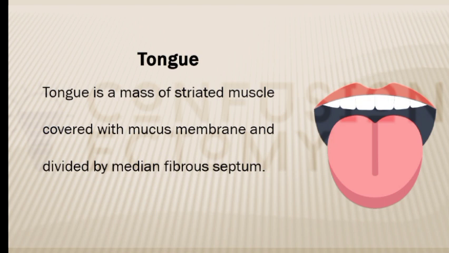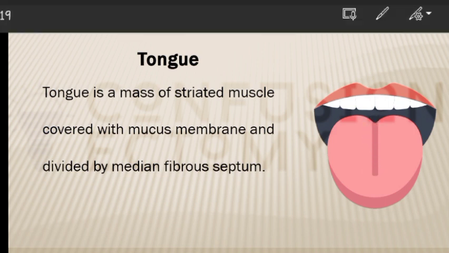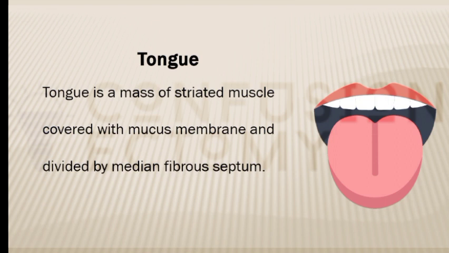So, the tongue is a mass of striated muscles. We can say that these are skeletal striated muscles. They are covered with mucous membrane, and they are divided by the median fibrous septum. This central line at the median side of the tongue is the median fibrous septum that divides the tongue into two equal parts.